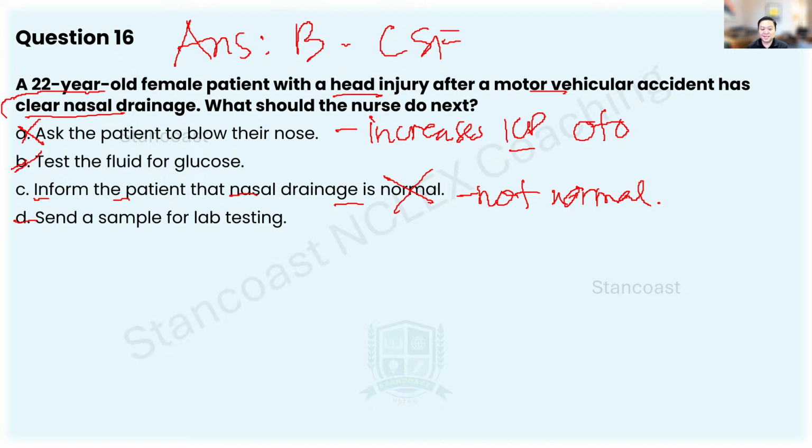Do you really have to send that to the lab? Yeah, it can be useful, right? But our priority this time is to check for just the glucose. It doesn't have to be sent to the lab for the glucose testing. You are delaying the confirmation this time. So we are going to eliminate this one. So our answer here is letter B, testing for glucose.